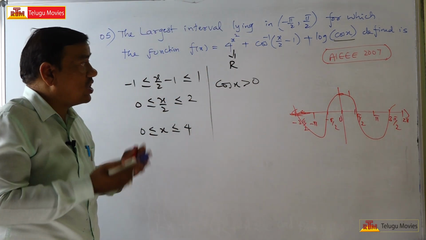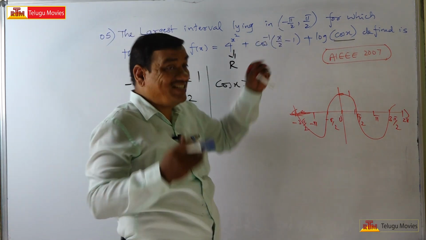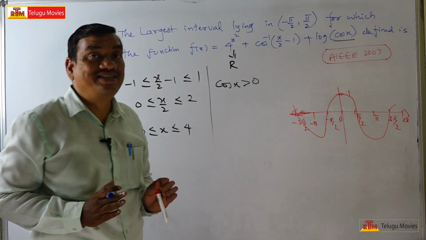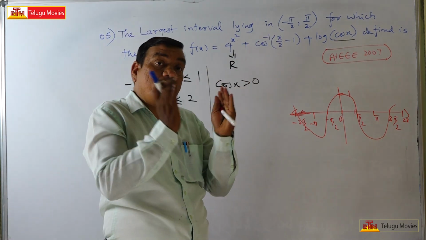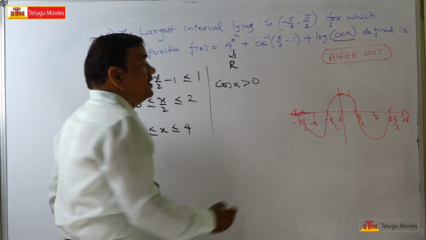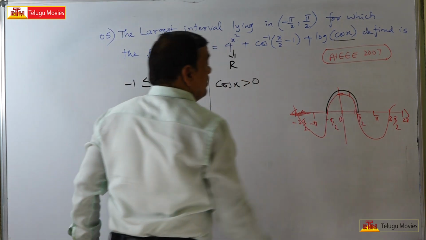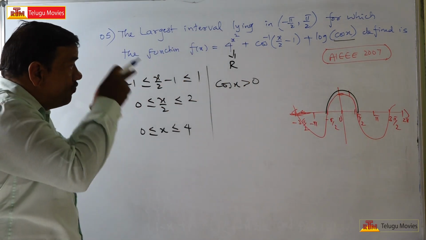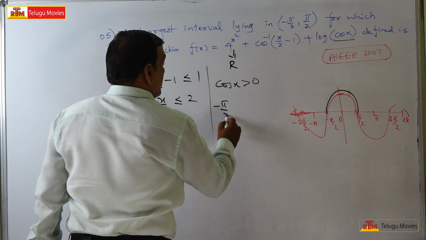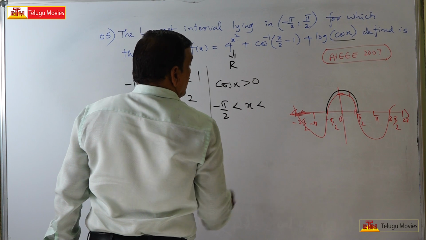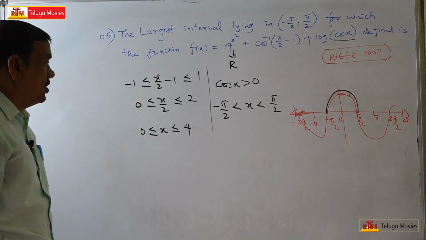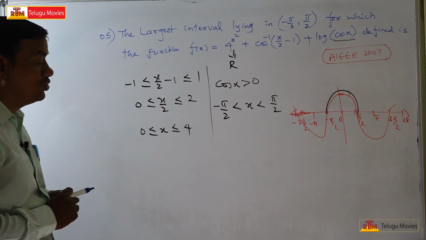In these intervals, cos x is positive, but our restriction is there. He has already restricted us. What is the restriction? The domain should lie between minus pi by 2 and plus pi by 2. So this is our required domain for the function log of cos x, that means minus pi by 2 less than x less than plus pi by 2. Understand? Right.